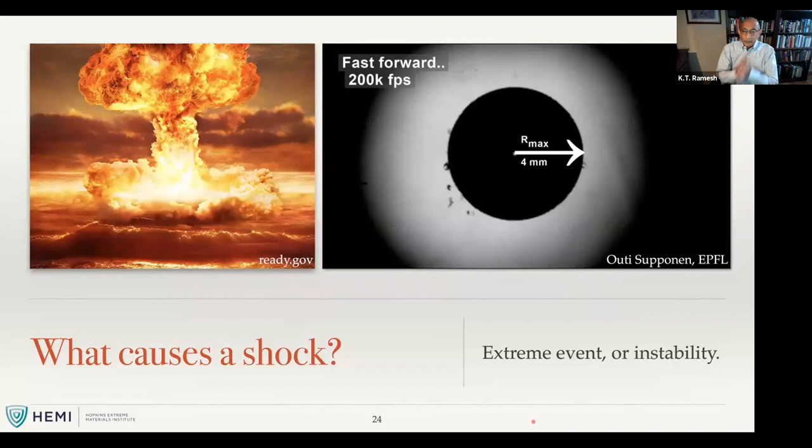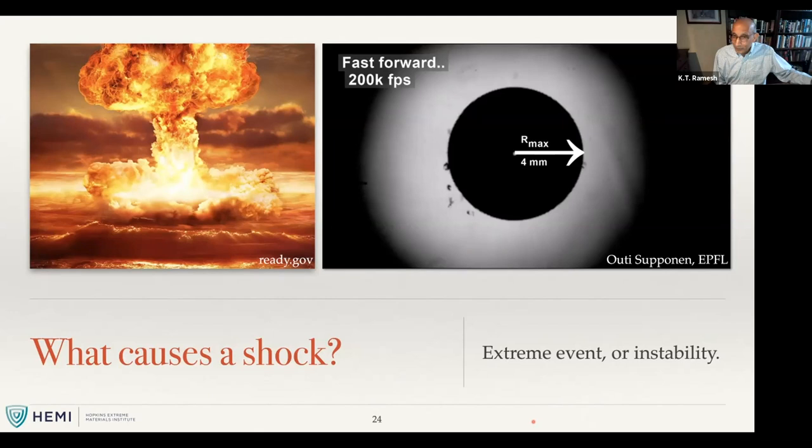Okay, so we see them at very large scales, right? The bullet is something smaller than your finger. You saw shocks there, and you see it all the way up to those massive stellar explosions. All right, so we know there are shocks, we see them, they're propagating jumps. Let's talk for a minute about what causes a shock. There are two kinds of things that cause shocks, either an extreme event or an instability.